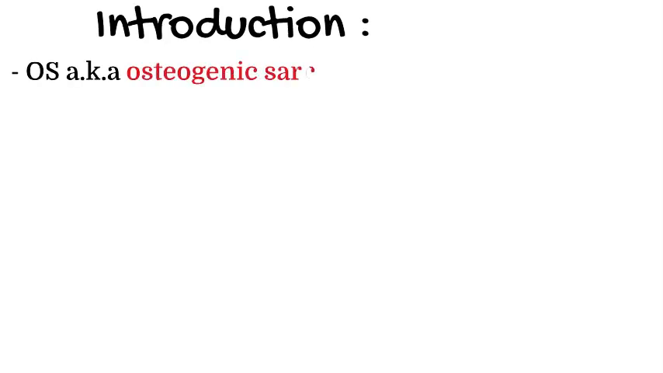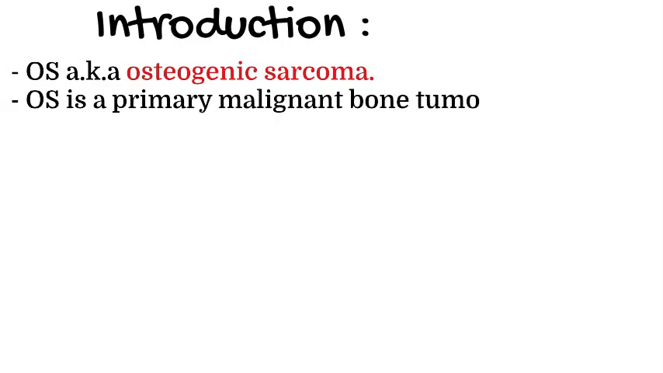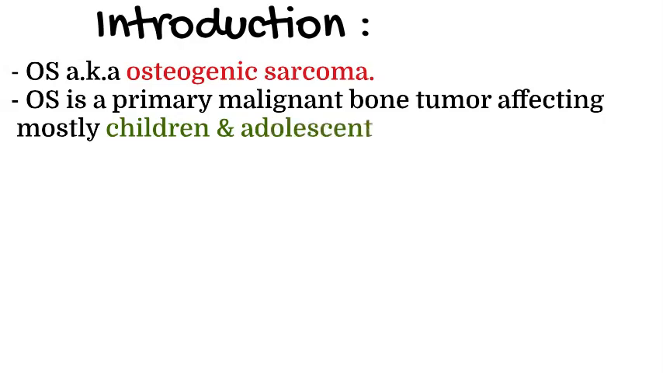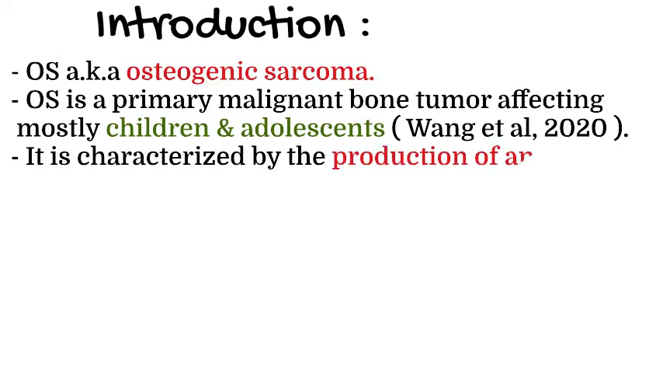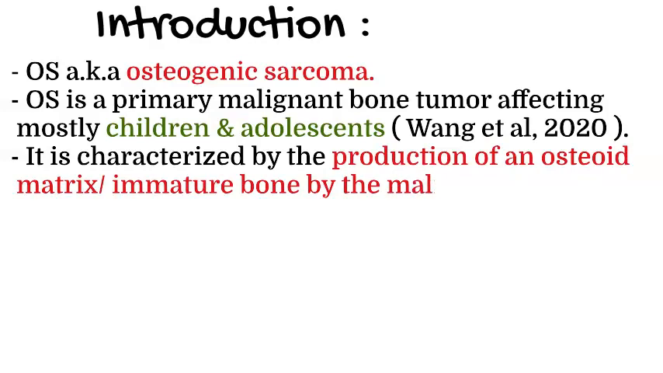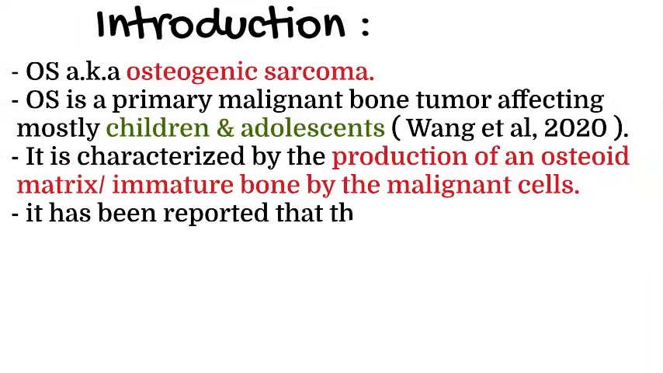As an introduction, osteosarcoma, also known as osteogenic sarcoma, is a primary malignant bone tumor affecting mostly children and adolescents. This is by Wang et al. 2020. It is characterized by the production of an osteomatrix or immature bone by the malignant cells.